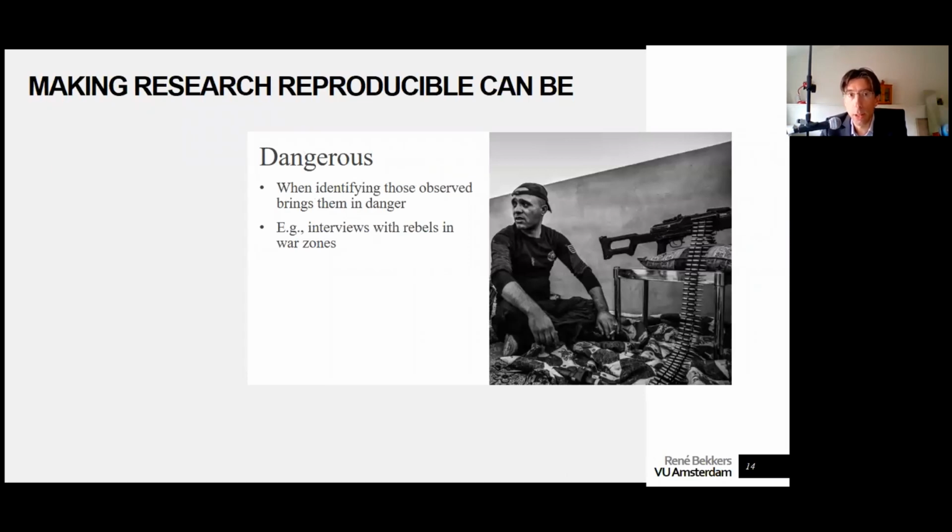In some cases, making research reproducible can actually be dangerous. When giving details about where the data were collected may expose the identity of research participants. And this happens a lot in ethnographic research, where interviews are done or observations are done in war zones or in civil conflict situations.